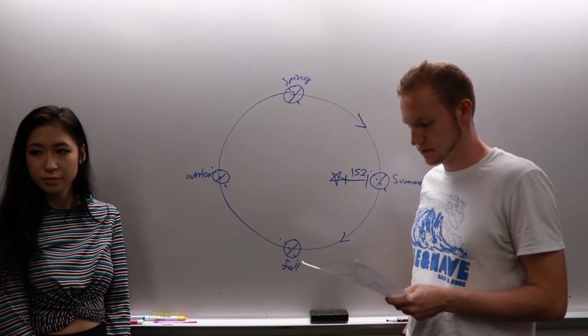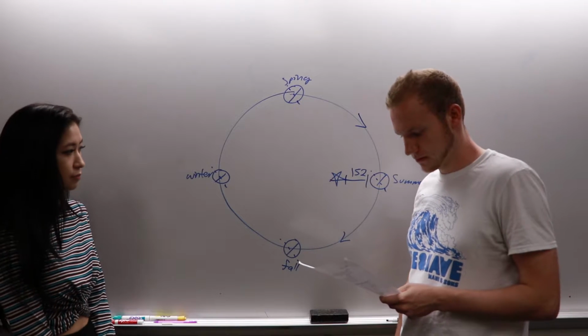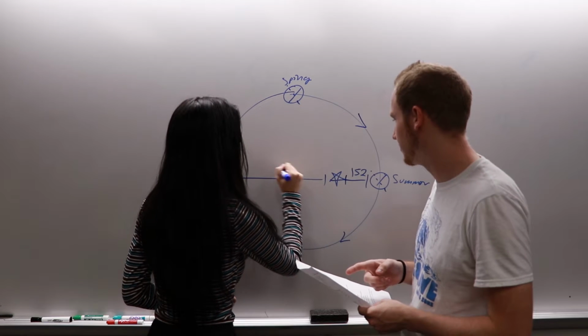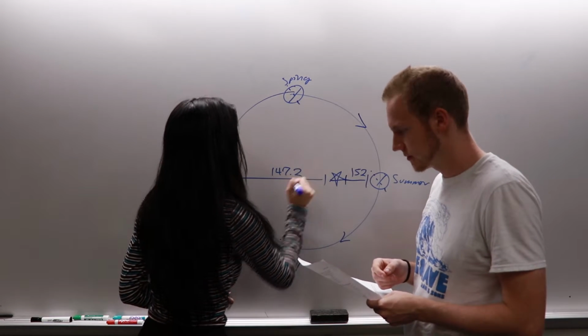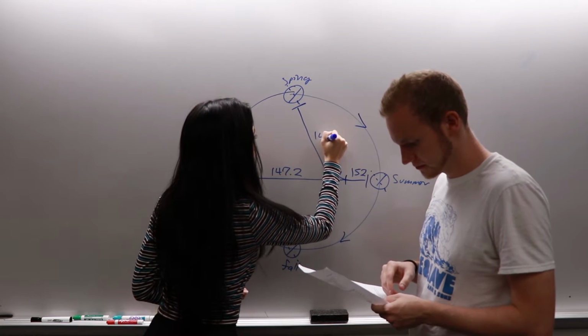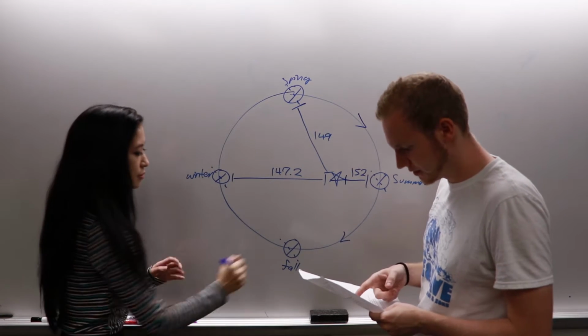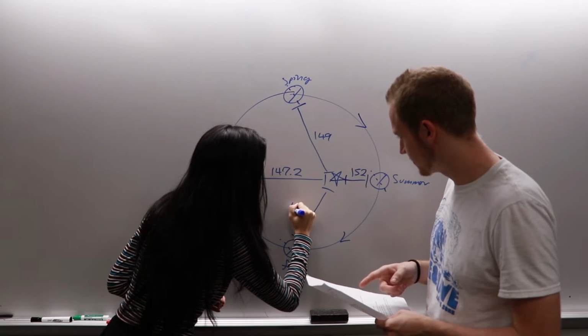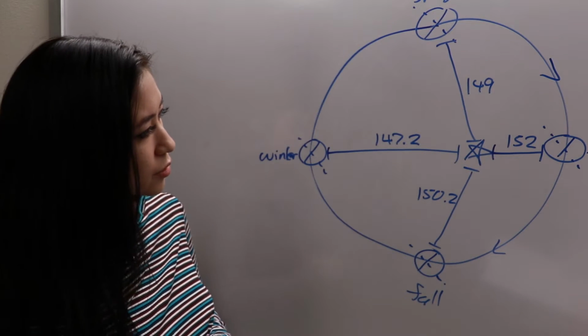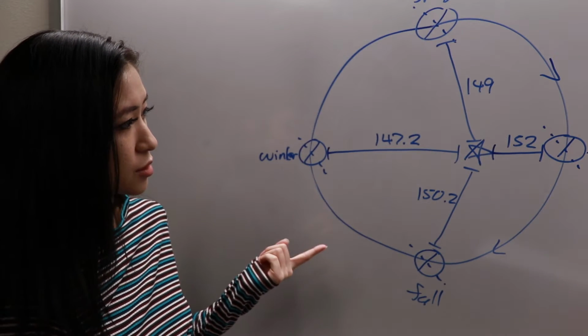Using the table, can you do the same for the rest of the seasons? Yeah. So during winter, it's 147.2. Okay. During spring, it's 149. And lastly, fall is 150.2. Oh, wait, so the Earth is not closest to the Sun during summer?